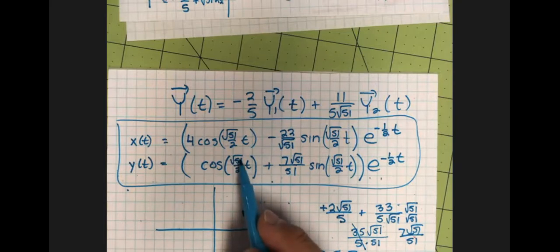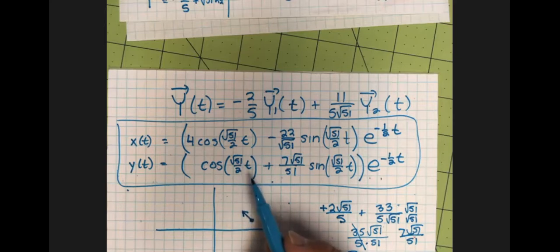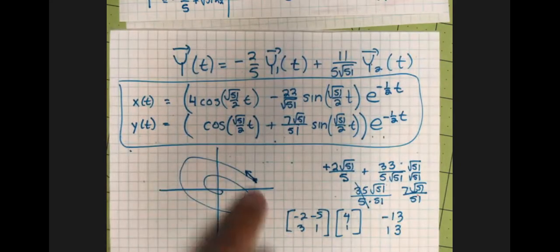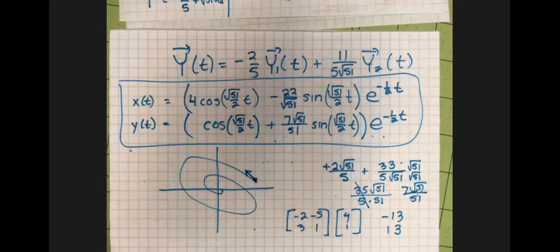What's the frequency? Root 51 is about 7-ish. Root 49 is 7. 7 over 2 pi, about 1.1 cycles every second. This is going to be something with a little bit busy rotation. Right there, I'm just eyeballing it, but I think I'm going to see some noticeable cycling. Let's pump it into Mathematica.